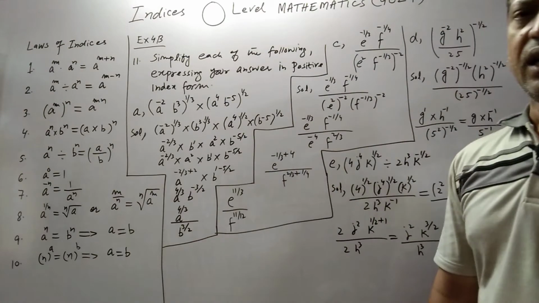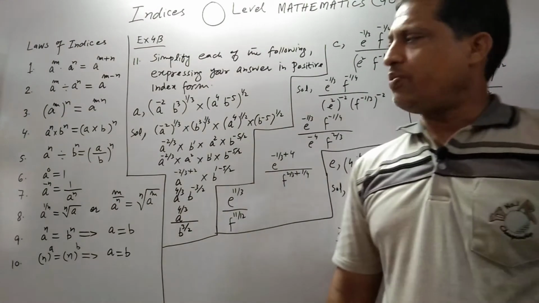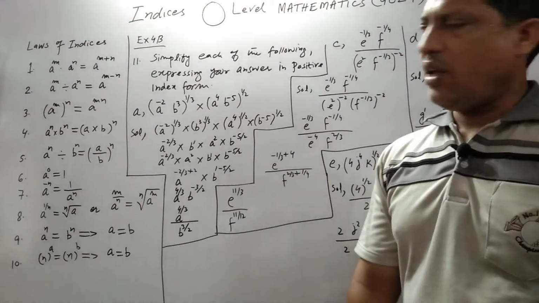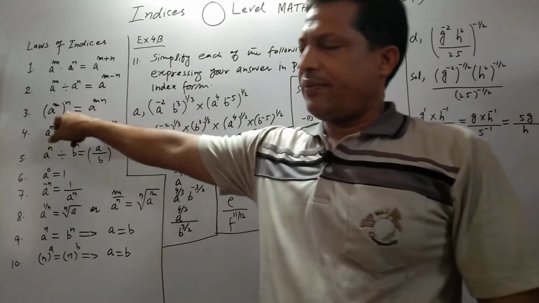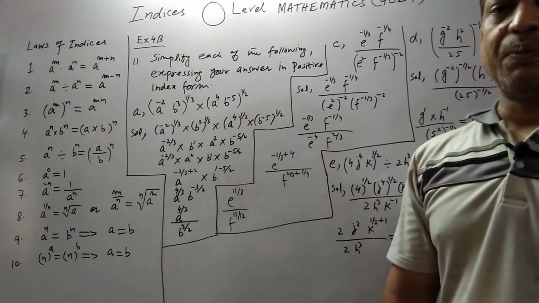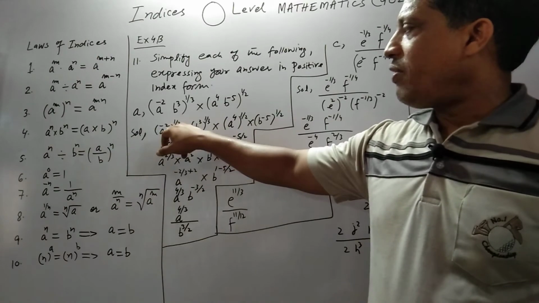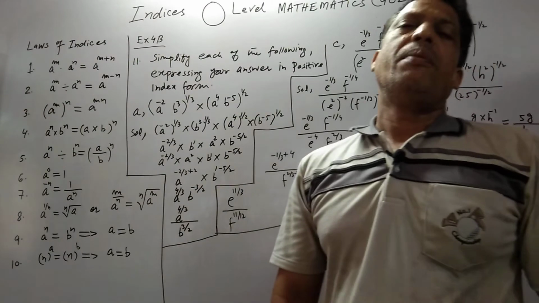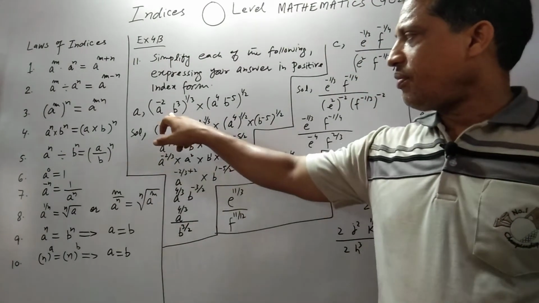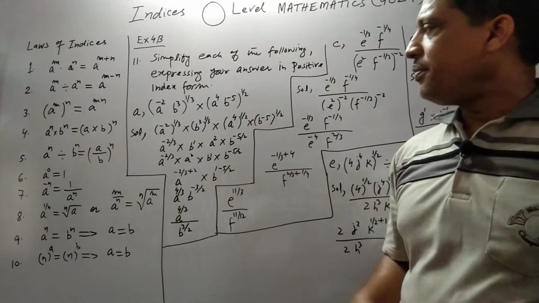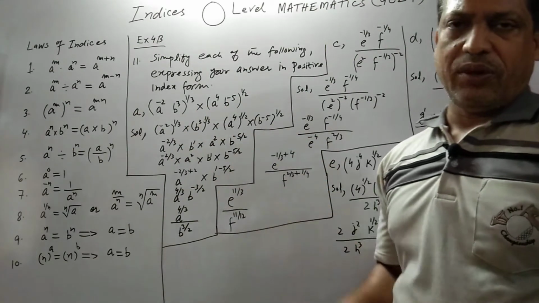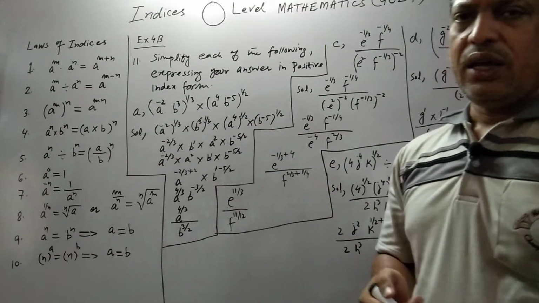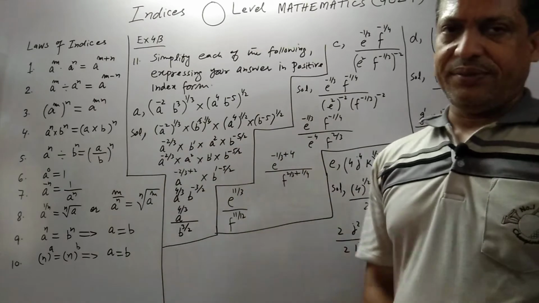The next step is to apply other laws for more simplification. See this, a^-2 to the power 1/3. Which law is applied? Law number 3. What does this law say? Power to the power is always multiplied. So a^-2 to the power 1/3 is -2 times 1/3, which is -2/3. Similarly, b^3 to the power 1/3: 3 multiplied by 1/3, so you can cancel 3 by 3. What remains? Only b to the power 1.